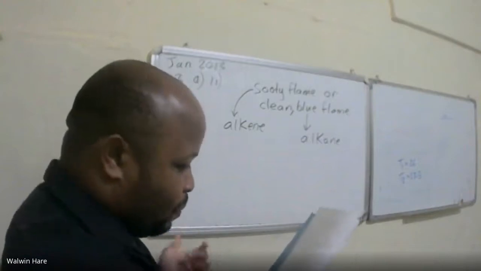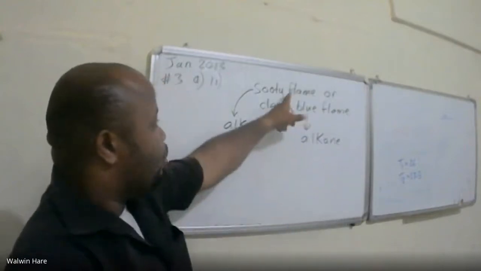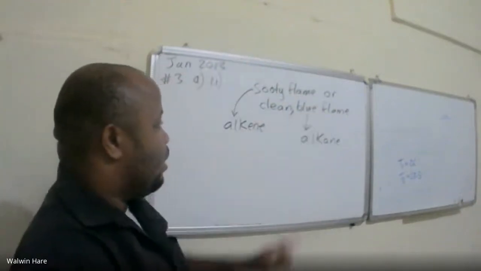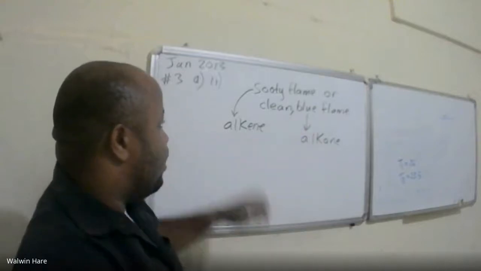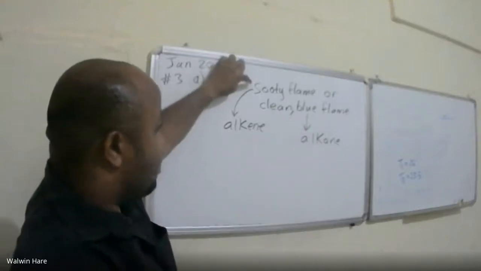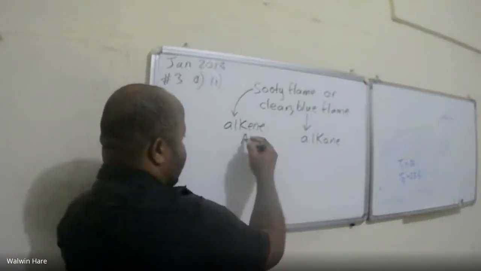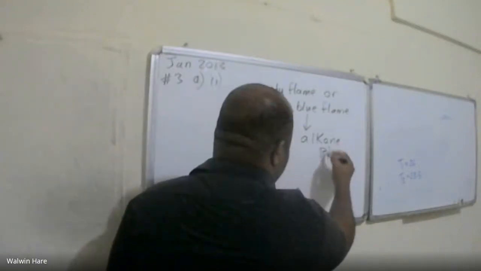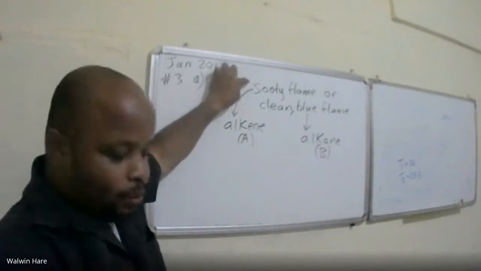So for part 2, they wanted to know if compound A would burn with a sooty flame or a clean blue flame. Alkanes burn with a clean blue flame, and alkenes burn with a sooty flame. And compound A is the alkene, and B is the alkane. So compound A would have burned with a sooty flame.